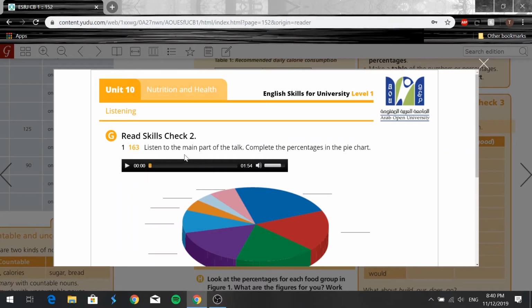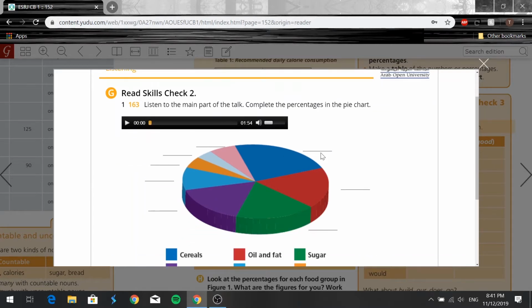Okay? So listen to the main part of the talk. Right, so now we're going to be listening to the main part of the talk, and we're going to complete the percentages in the pie chart. So here we go.